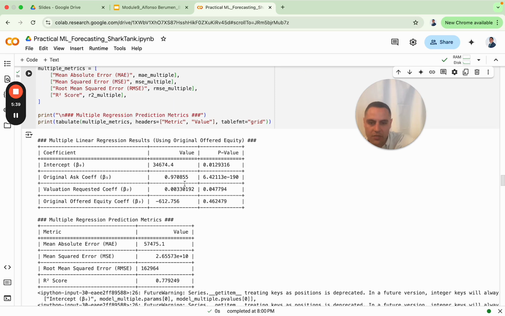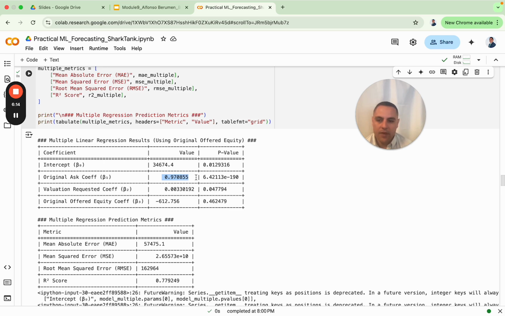You'll see that we get coefficients here, but there are multiple. And the original ask amount, again, is pretty similar: for every 1 unit increase in original ask amount, we expect the total deal amount to change by 0.97, controlling for all other factors, or controlling for the valuation requested and controlling for that original offered equity. So we have to add that extra statement, controlling for other variables, when we use multiple regression.